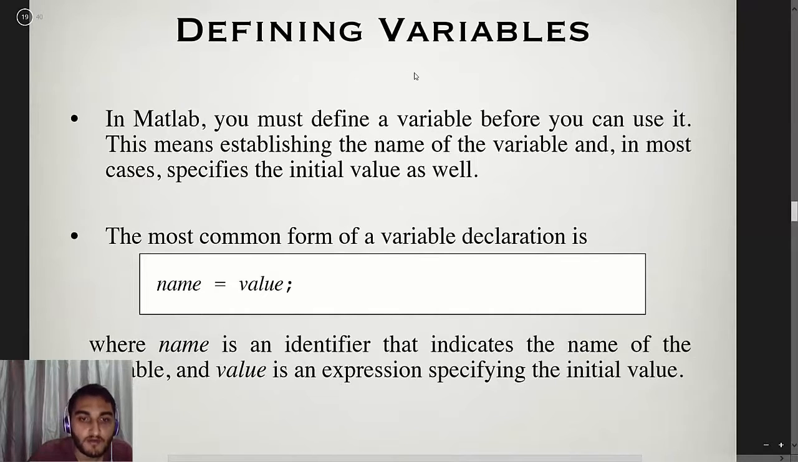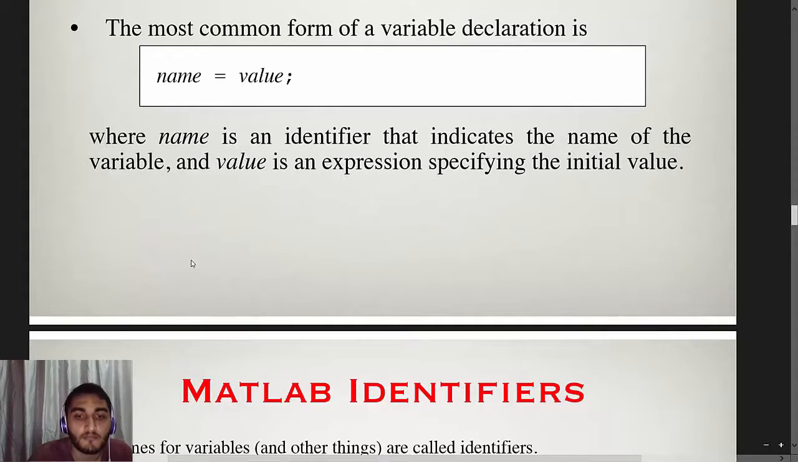And also defining variables. By the way, the most common form of variable declaration is name, for example, total equal 42. You don't need to write integer total equal, not like that. MATLAB understands what's the integer, what's the string. You don't need to write that.